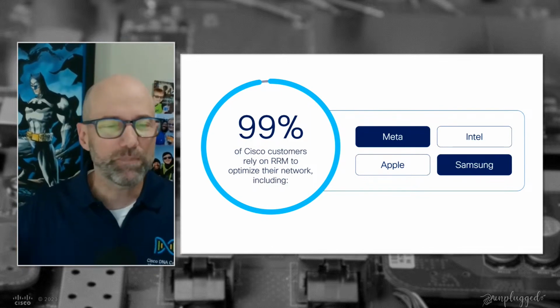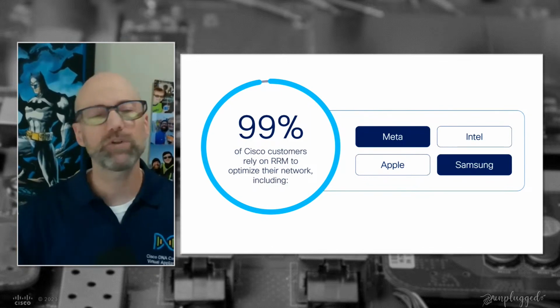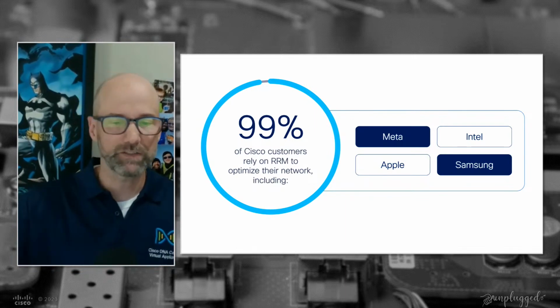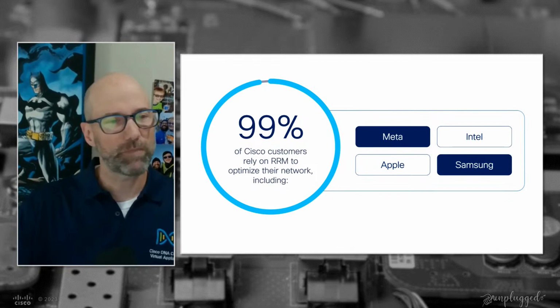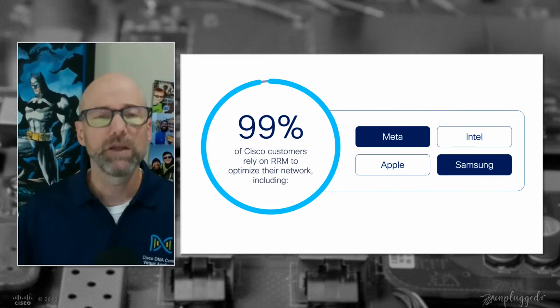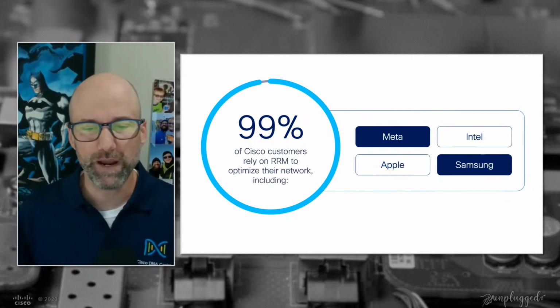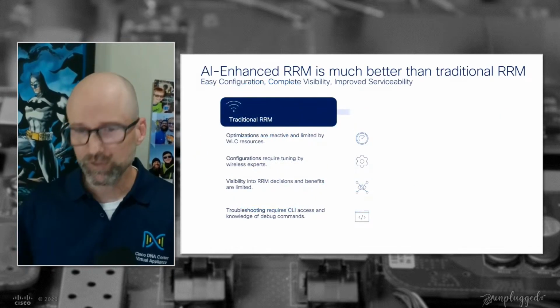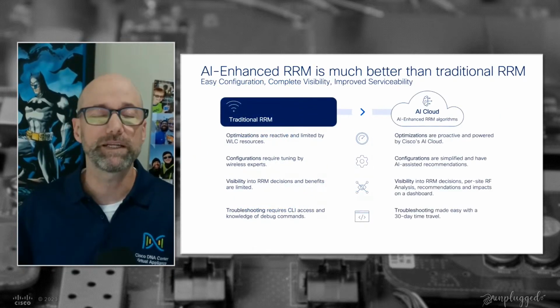So who uses RRM? Does just a couple people, half our people? We're looking at somewhere around 99% of our customers today run their wireless using RRM, and some of our biggest customers do it. So how do we improve RRM today? We can use AI RRM to do some improvements over the way we've done it in the past.